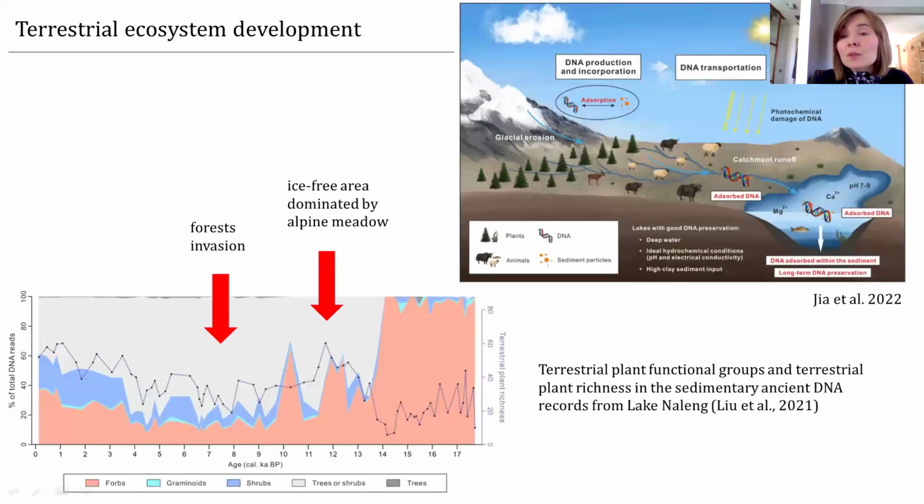Here's another example of the application of sedimentary ancient DNA record. This is from a lake core from the Tibetan Plateau, which is a reservoir for terrestrial vegetation and land development. The authors reconstructed the terrestrial plant community over the last 17,000 years and noticed clear changes in the community from an ice-free area dominated by alpine meadows to the time when the forest invasion starts.